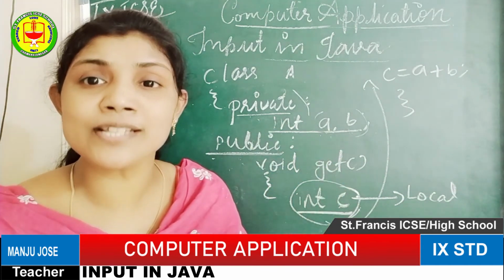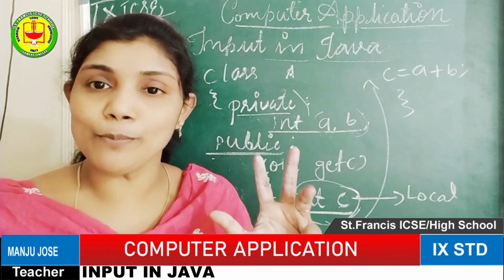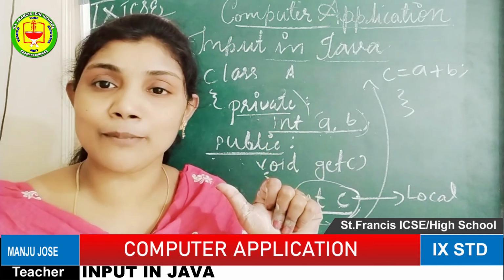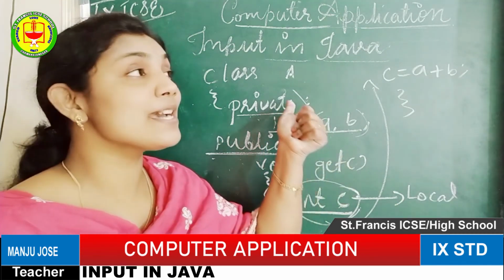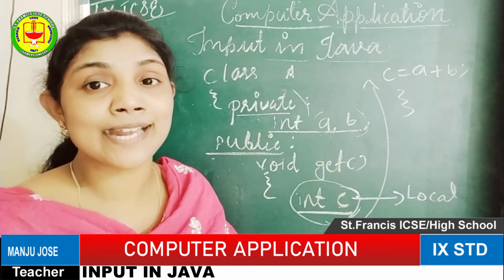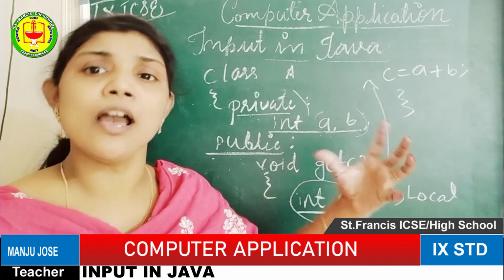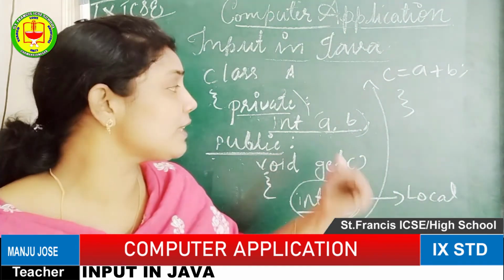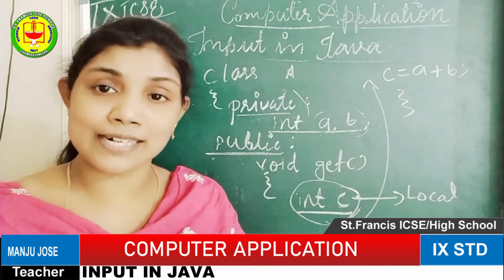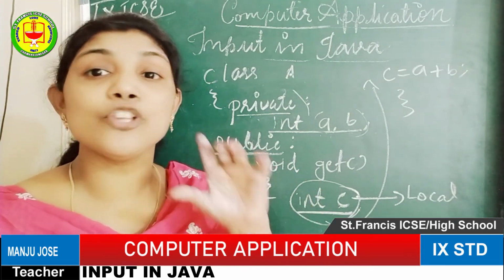Did you understand, students? Once again, I'll explain the example: your school bag, textbooks, geometry box and the things in the geometry box. The bag we can consider as a class. The books and textbooks you keep inside the bag are private variables. How many books you keep is your wish, just like how many variables you need. Then the public member function is the geometry box.